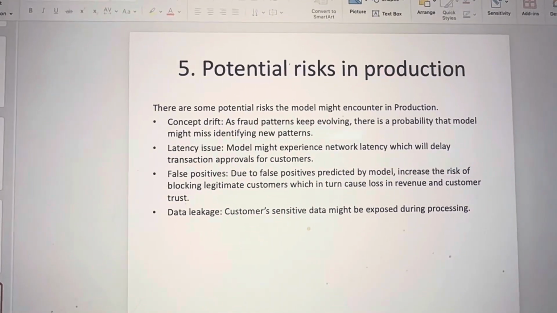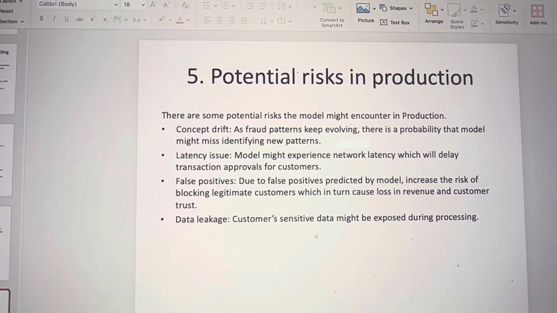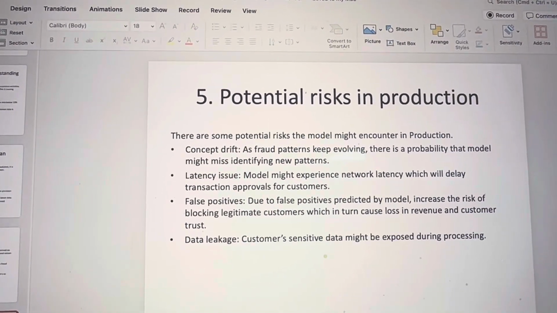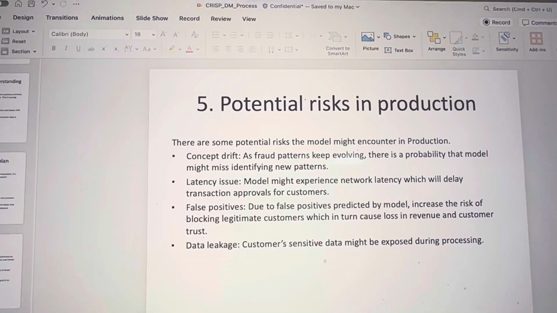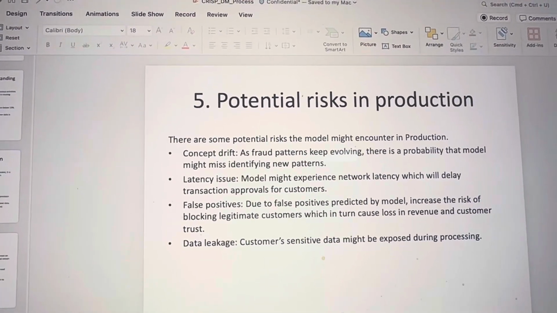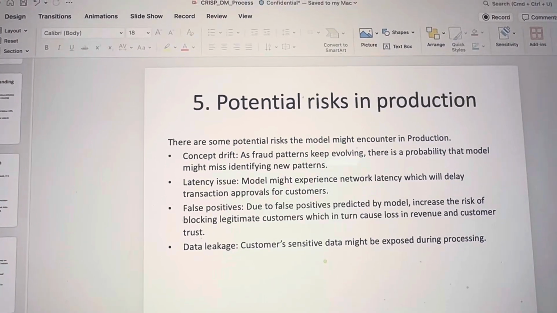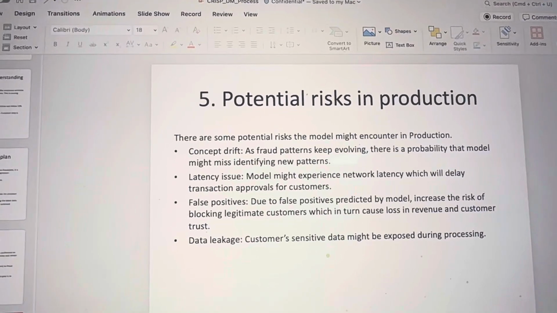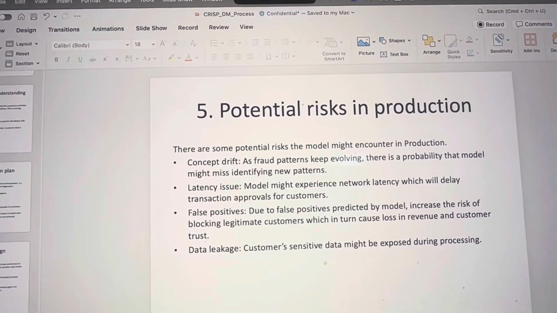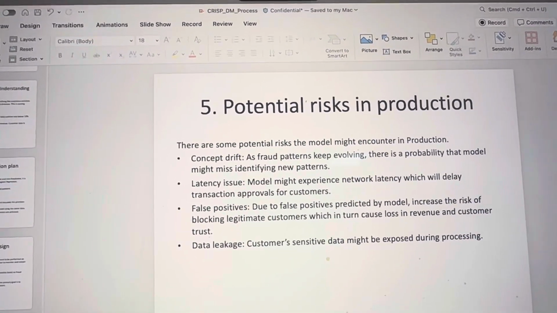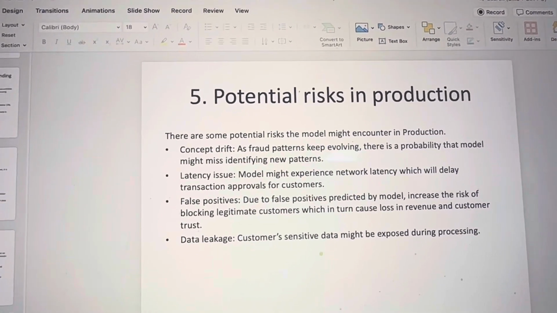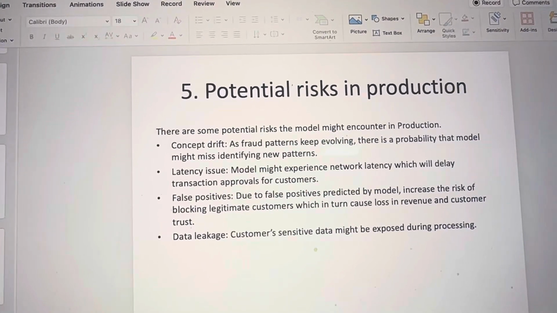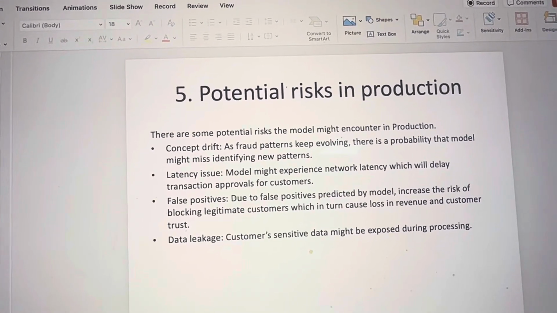And the last step is identifying potential risks in production. After implementing in production, there are some potential risks that the model might encounter, and we have to monitor the model to enhance its performance. There is concept shift. The fraud patterns keep evolving, because fraudulent transactions change from time to time, and in how they happen. The model needs to be retrained consistently so that it keeps up with the new changes in fraudulent transactions. And also there is a latency issue.